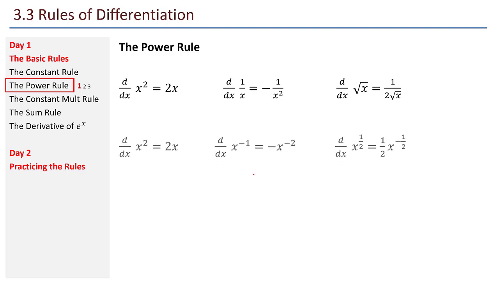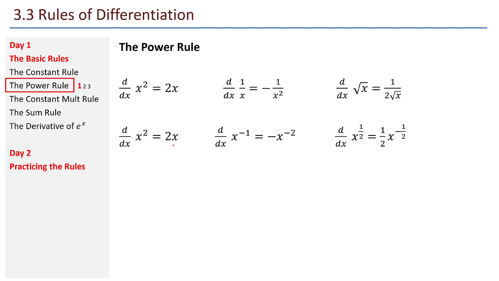Well, look what happens if I express each of these expressions as x raised to a power. So the first one's already there. The derivative of x squared is 2x. How about this one? 1 over x. That's the same thing as x to the negative 1. And negative 1 over x squared is the same as negative x to the negative 2. So dividing by x squared is the same as multiplying by x to the negative 2. And then the square root of x is really the same as x to the 1/2. And this other expression on the right, 1 over 2 root x, is the same as 1/2 times x raised to the negative 1/2.